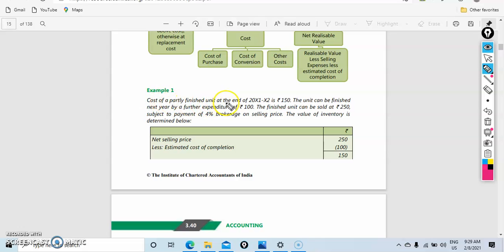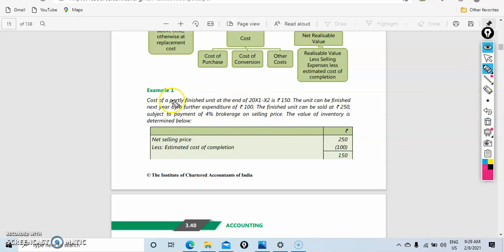Cost of the partly finished unit at the end of 2001-12 is 150 rupees. Partly finished unit means it is not completed, it was partly finished. The unit can be finished next year by a further expenditure of 100 rupees. The finished unit can be sold at 250, subject to the payment of 4% brokerage on the selling price. The value of inventory is determined as below. So now first we have to understand the question.